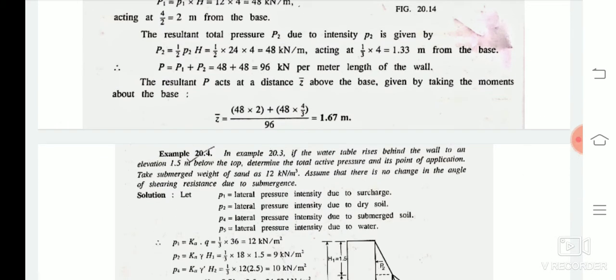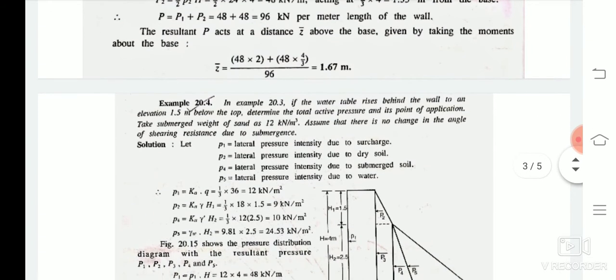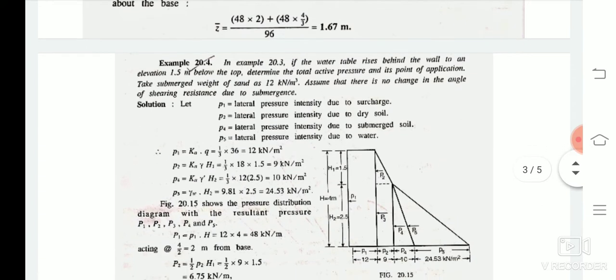What is given in the third numerical problem? In example 20.3, if the water table rises behind the wall to an elevation 1.5 meter below the top, determine the total active pressure and its point of application. Take the submerged weight of the sand as 12 kilonewton per meter cube. Assume that there is no change in the angle of shearing resistance due to the submersion.